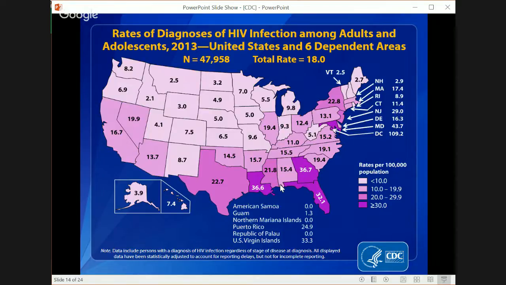And again, like I said earlier, most diseases are concentrated among the most impoverished or the most marginalized communities, and you see a lot of that in the South.